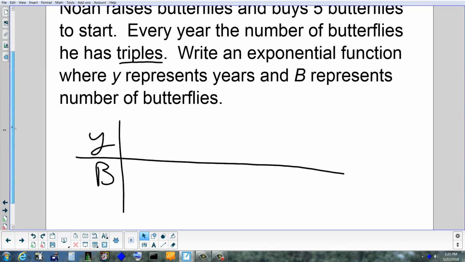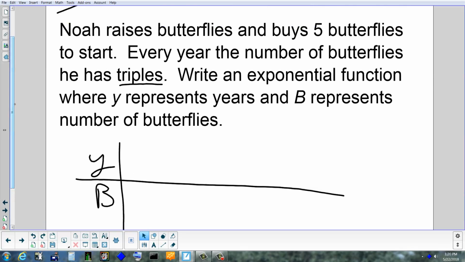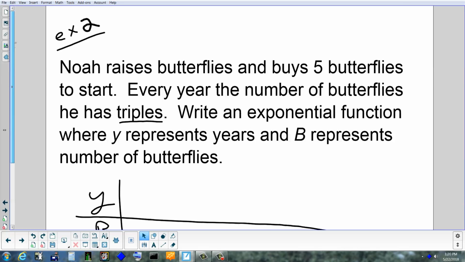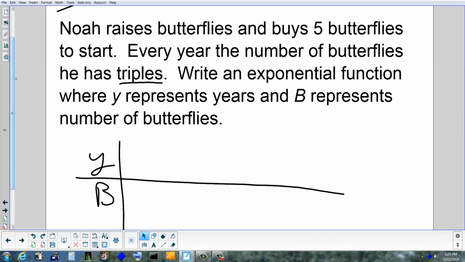How many butterflies does Noah have to start? 5. How much time has gone by in this problem when he has 5 butterflies? Every year, the number triples. Guys, one at a time. Example 2. It depends on how many years there are.